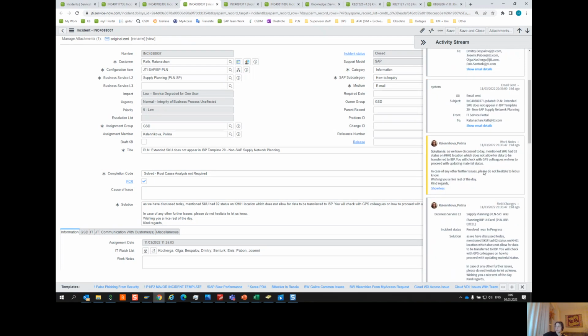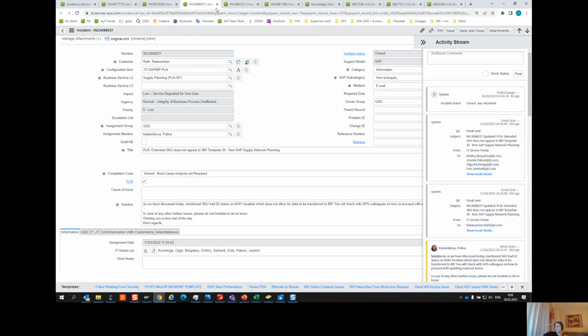She checked the material master data for this SKU and figured out that the issue was with material status. So we will check the material master data required for PLN later, but this really is a typical issue. It can be resolved by GSD, and that's quite awesome that we did that without BTS.